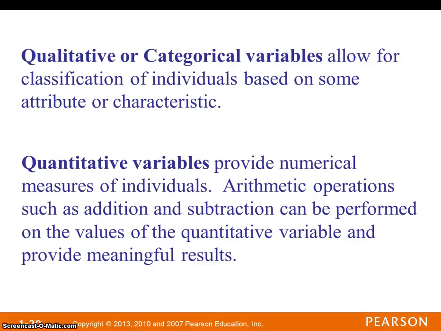Arithmetic operations such as addition and subtraction can be performed on the values of a quantitative variable and provide meaningful results. So an example of a quantitative variable might be height. You can compare the height of one person to another and say that one person is taller or shorter, whereas with colors, you can't do that. If you're measuring the color of everybody's shirt in a given population, whether there's more green or red doesn't really help you compare the colors.